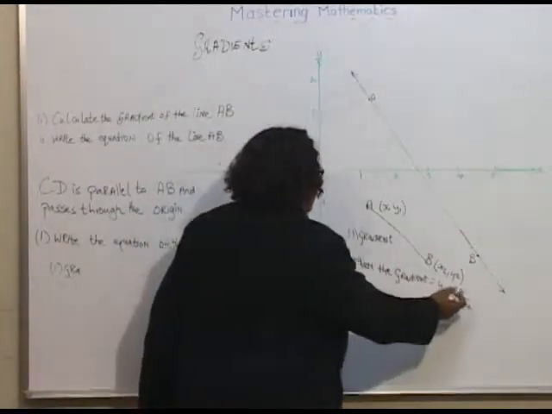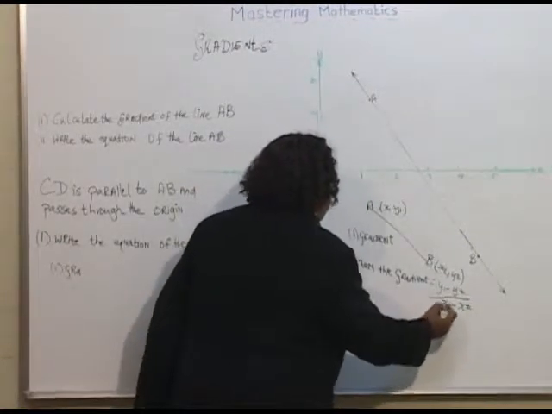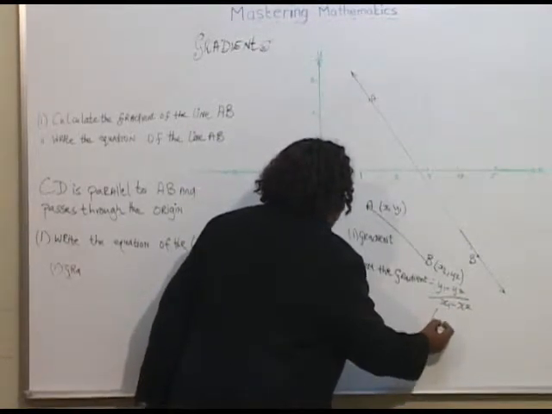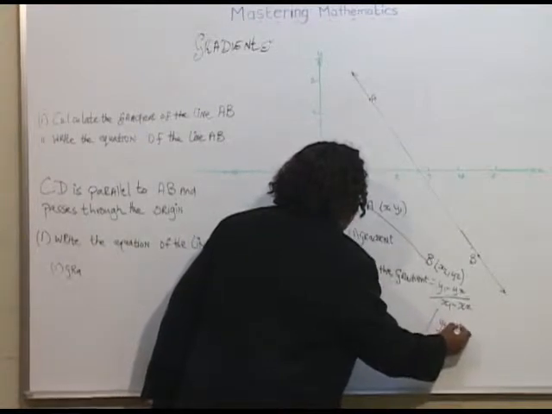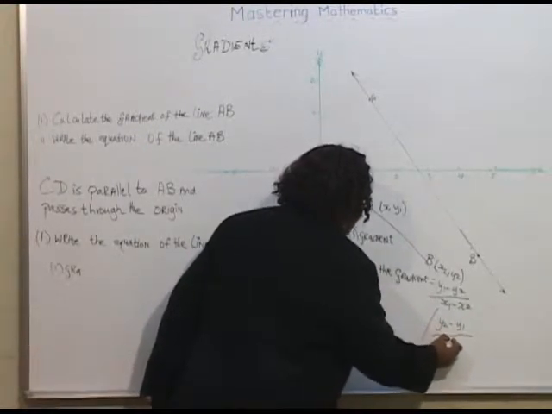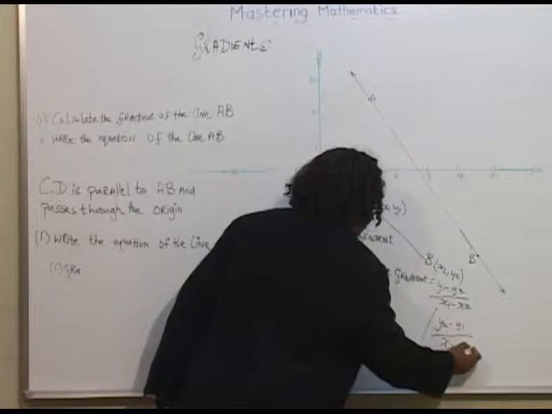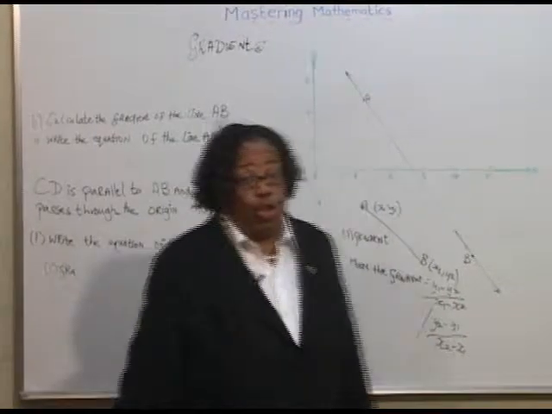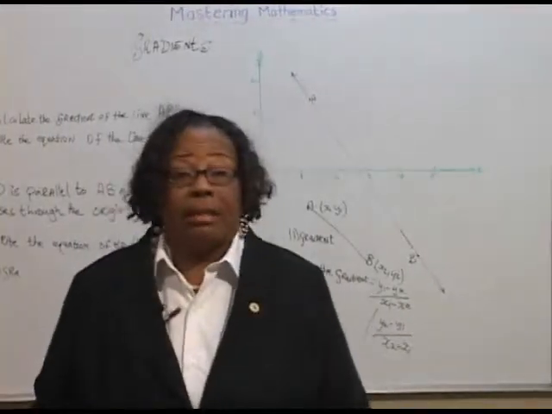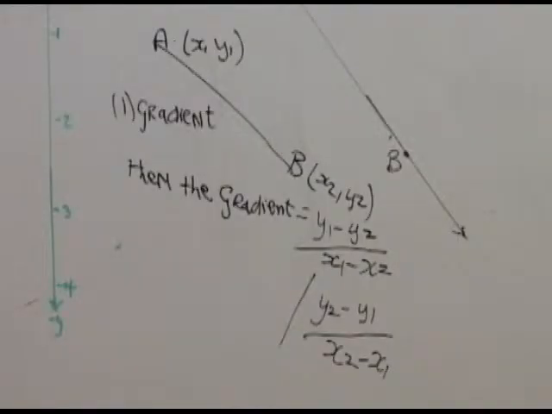And we said that you could have started this too. The gradient could also be written as y2 minus y1 over x2 minus x1. And for each, you would still get the same answer. So we know how to find the gradient given a line.